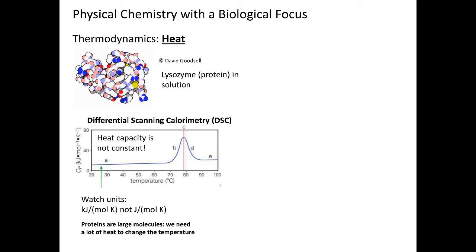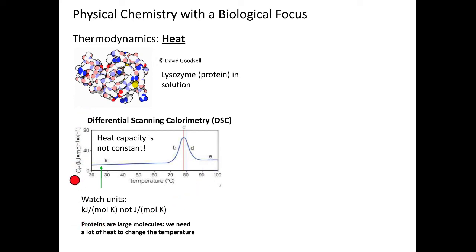But anyways, we can put it in a solution and we can heat it. We can change the temperature. And while we're doing this, we are measuring how much heat is required to change the temperature. Usually it's an electrical current that is used to heat the solution, and we measure how much is needed to change the temperature. And we can see that this is not constant. You can see it's slowly increasing at low temperatures, and there's a bump over here, and then it becomes a linear change again with increasing temperature.